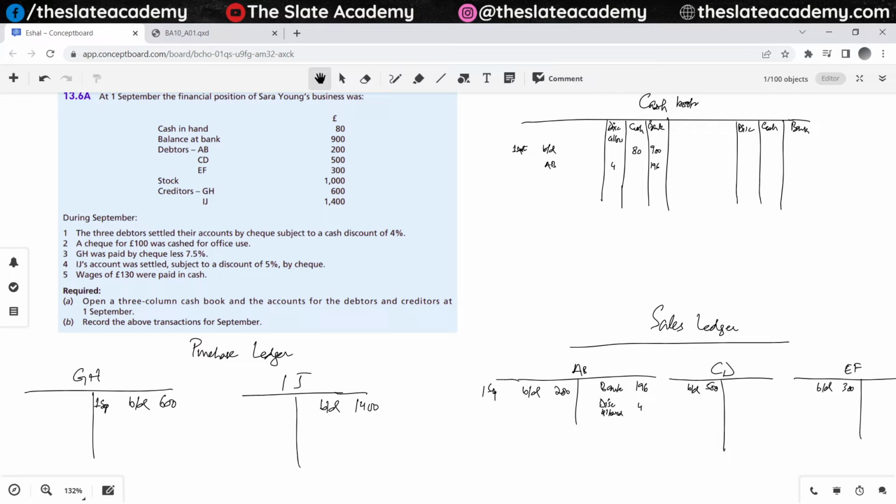Then it says a check for £100 was cashed for office use. So this is simple. Bank credit, cash debit, right? So bank credit by how much? 100. And in details I'll write cash, and over here cash I will debit 100 and in details I will write bank. Done.